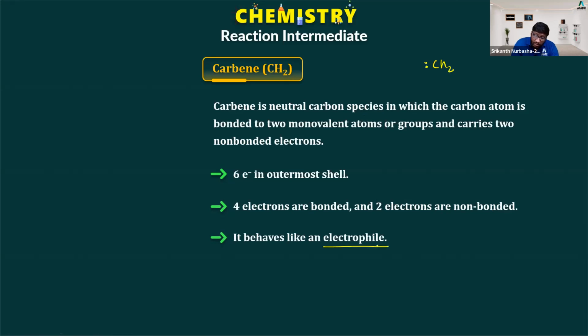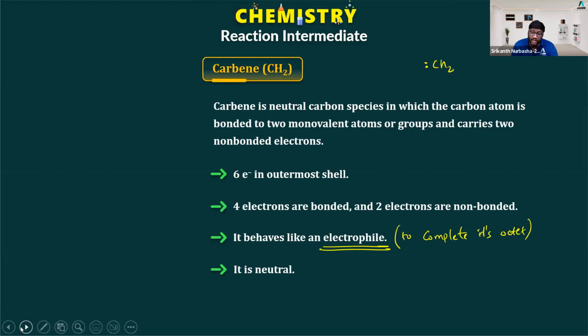It behaves like an electrophile because, to complete its octet, it is not going to behave as a nucleophile, although it has a lone pair of electrons, because it has only 6 electrons around itself. It is electron deficient and it has a tendency to accept electrons, so it behaves as an electrophile. It is neutral in nature, CH2 with a lone pair of electrons on carbon. It is a neutral species, but it has a tendency to behave as an electrophile.